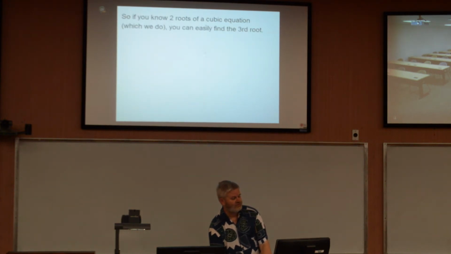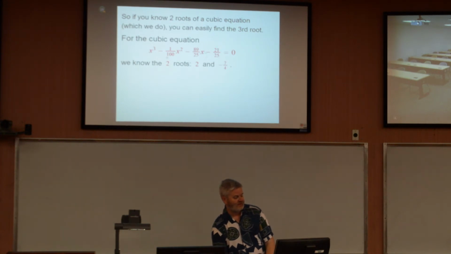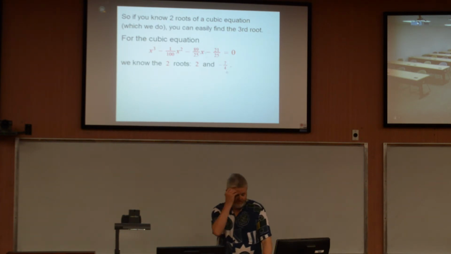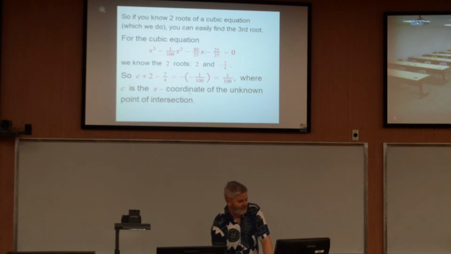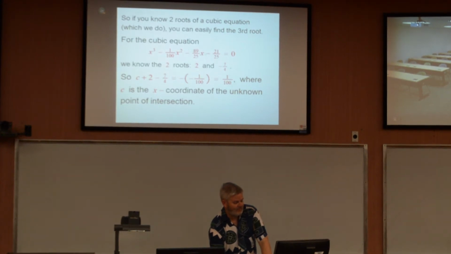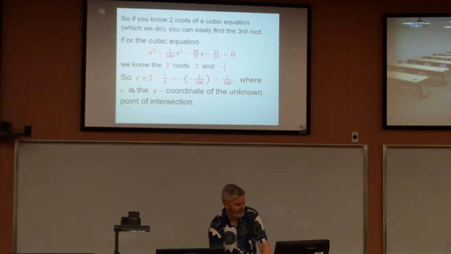Okay, so if you know 2 roots of the cubic equation, which we do, you can easily find the third root. So here's our cubic equation we got after we plugged that secant line, that second line, into the elliptic curve. We know the 2 roots, 2 and minus 7 over 4. Those are the x coordinates of the points of intersection, right? So we just set that with an unknown c equal to the negative of this coefficient here, the x squared coefficient, which is 1/10 when you take the negative, and then solve for c. So if we solve for c, we get negative 0.24 exactly.